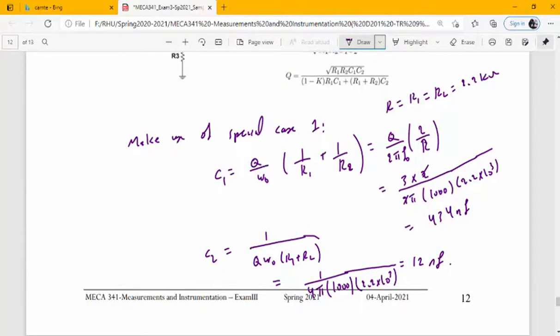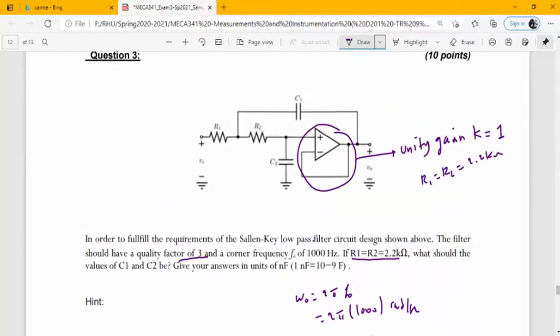As simple as that. So we just select the resistors R1 and R2 as 2.2 kilo ohm each, and the capacitors C1 is 434 nanofarad, and C2 is equal to 12 nanofarad. Then this filter is of second order and has a corner frequency of 1000 hertz, and this is a low pass filter.